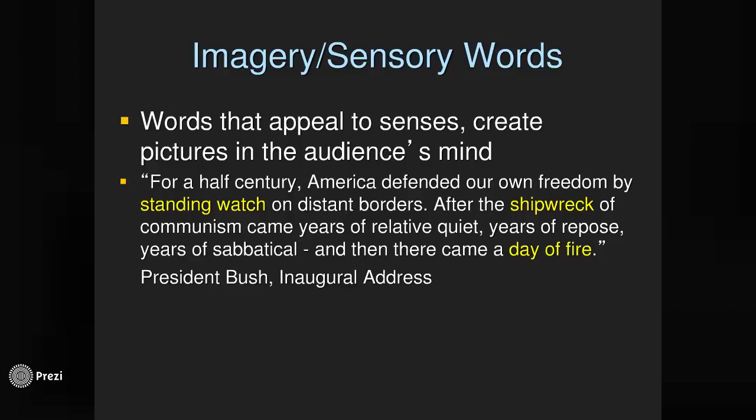Words that appeal to senses, create pictures in the audience's mind. Most of the time that folks write about imagery, they go with visual things, but I put sensory words up there just to reinforce it can also be smell, taste, touch, hearing. It doesn't have to be visual. So you can use terms that are going to connect back to those other senses. More often than not, we tend to go with visual ones, but you certainly don't have to.